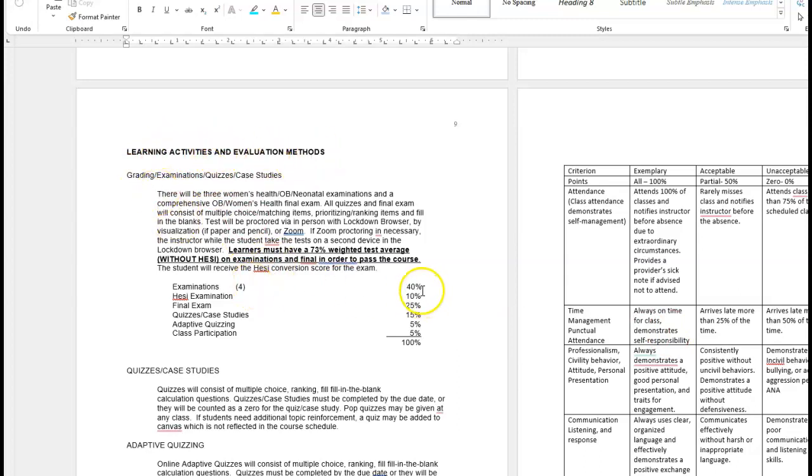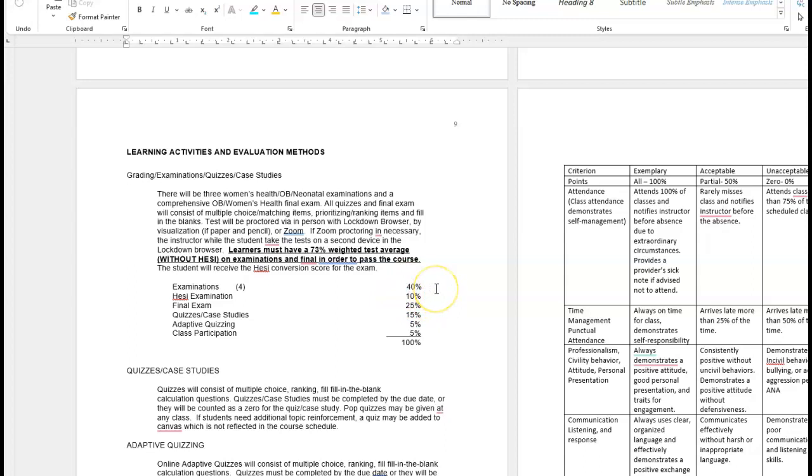So you'll have 4 exams, they'll be worth 10% each. You'll have a HESI exam worth 10%. And this will be a conversion score. So say, for instance, you made like a, I don't know, I had one person make a 1200, and that was a 99.8 on her conversion score, and that's what she would have made for the HESI examination.